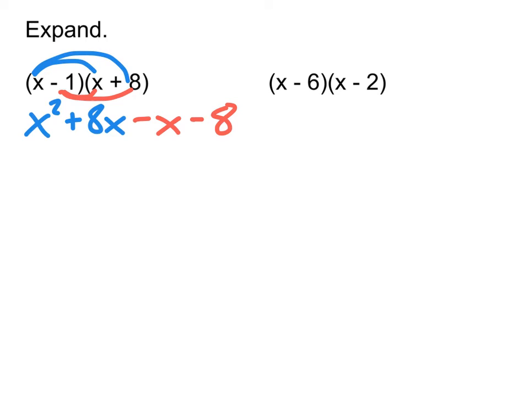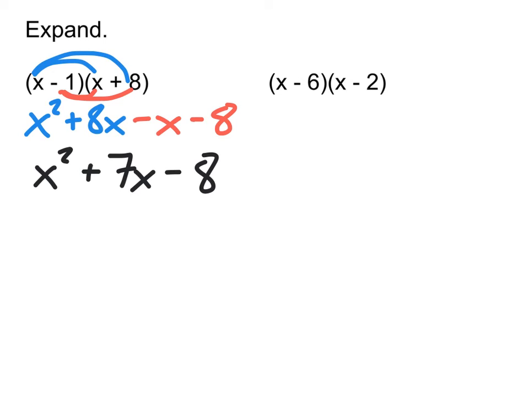And then we look to see if there's any like terms I can combine, and yes, there are. I'm going to be able to combine this positive 8x with the negative 1 8x, or negative x. So in other words, I'm doing 8 minus 1. So the x squared stays the same. 8 minus 1 gives me a positive 7, so it's plus 7x. And then the minus 8, it was unaffected, so it stays a minus 8.